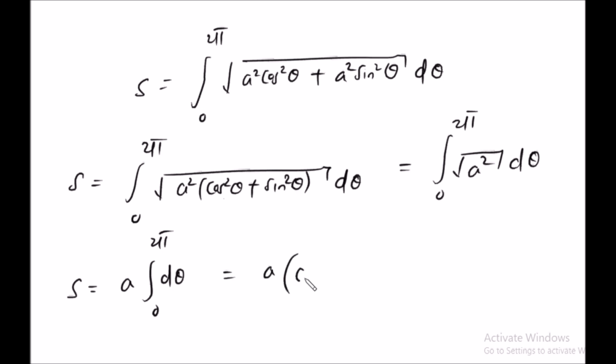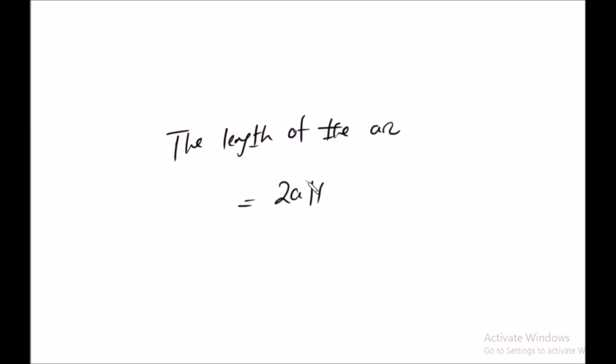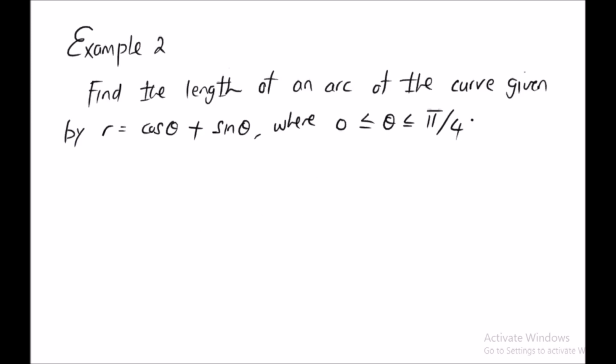So itakuwa ni a theta from 0 to 2 pi. So itakuwa ni a, ukiingiza limits of integration, of 2 pi minus 0. So final answer itakuwa ni 2a pi. So you can see that for the length of the arc is sawa na 2a pi. So this was example 1. Let's now see example 2. So this is example 2.